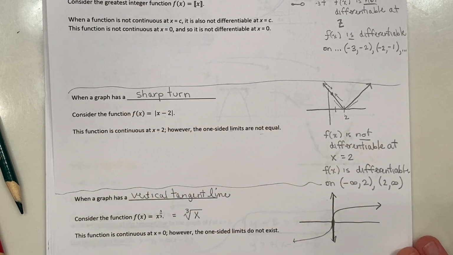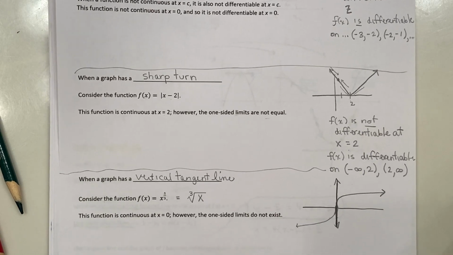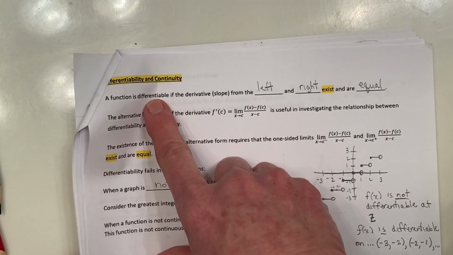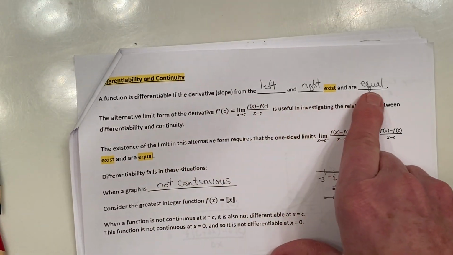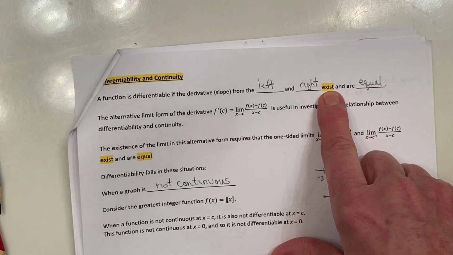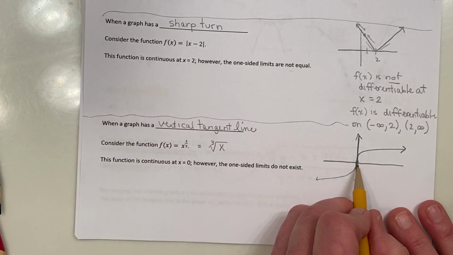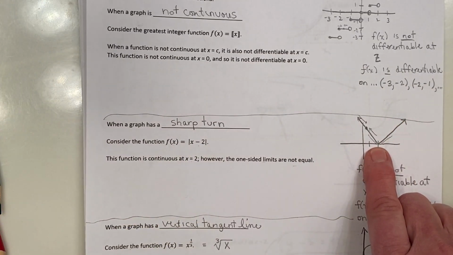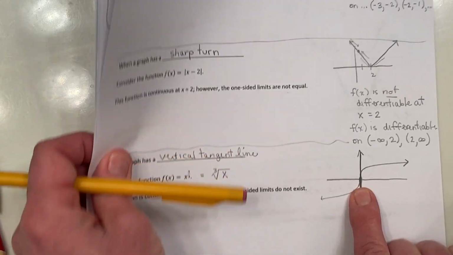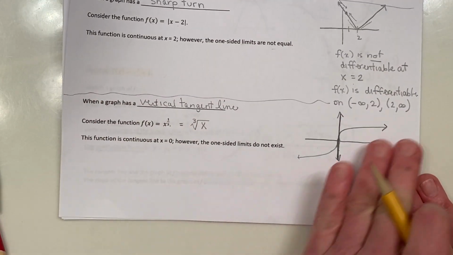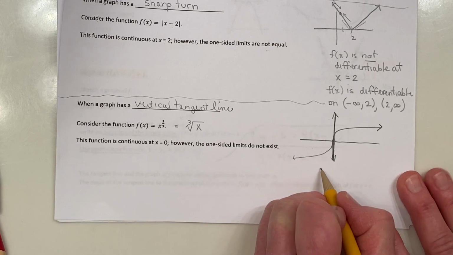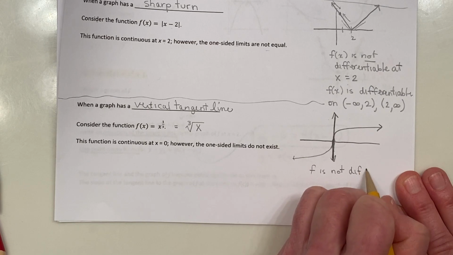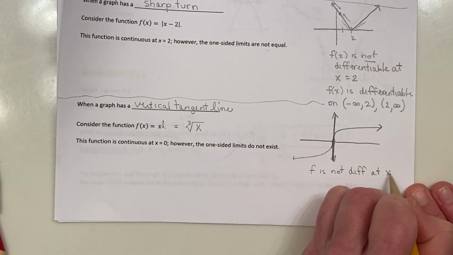It's vertical. Well, what we know about vertical lines is that the slope does not exist. And remember, way back up here, a function is differentiable at an x value if the slope exists. Well, this slope doesn't exist. This graph is continuous, just like the sharp turn graph is continuous, but that one is not differentiable at x equals 2. Here, we're not differentiable at x equals 0, but we are differentiable everywhere else. So f is not differentiable at x equals 0.